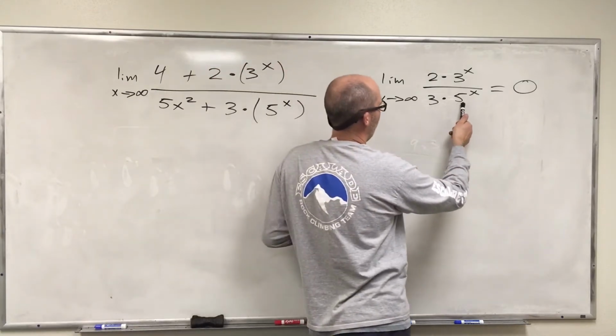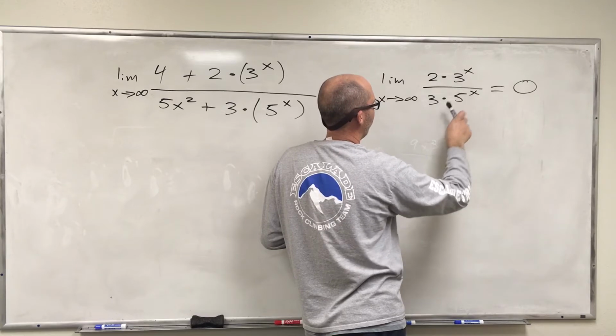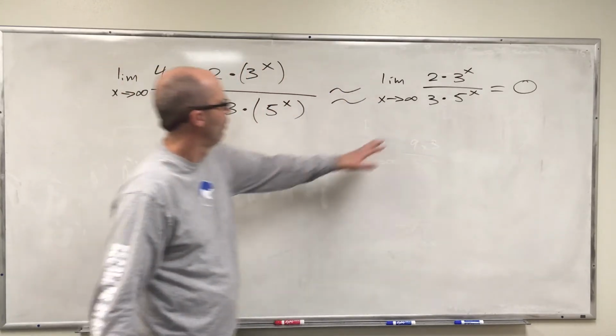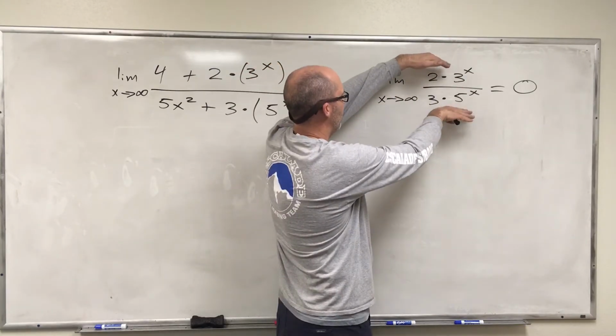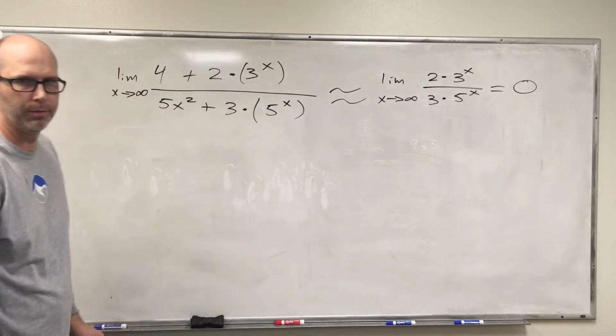Five gets bigger much faster than 3. 5 to the x gets bigger much faster than 3 to the x. So this guy will always be divided by more, so it approaches 0.